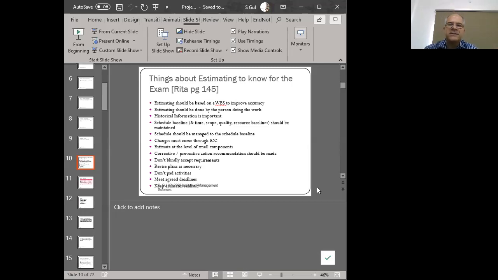So any kind of changes into our schedule or any idea of a change in a project must come through the integrated change control system or a change control board. So we need to have that in place, and we have to have all the impacts evaluated and presented, and then a decision is going to be made about whether to integrate it.